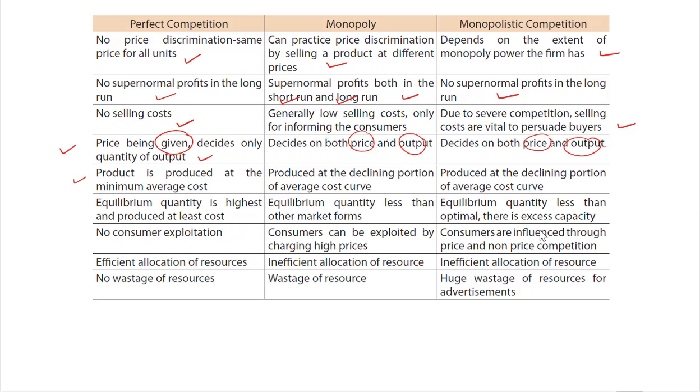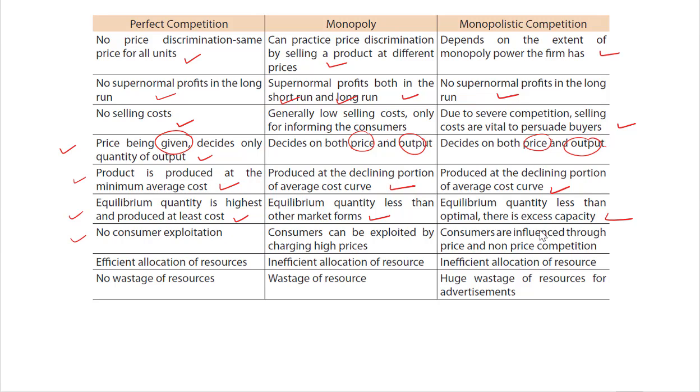In perfect competition, the product is produced at a minimum average cost. In monopoly, the product is produced at a declining portion of the average cost curve. In monopolistic competition, it is produced at a declining portion of the average cost curve. In perfect competition, equilibrium quantity is highest and produced at least cost. In monopoly, equilibrium quantity is less than other market forms, and in monopolistic competition, equilibrium quantity is less than the optimum, there is excess capacity available.